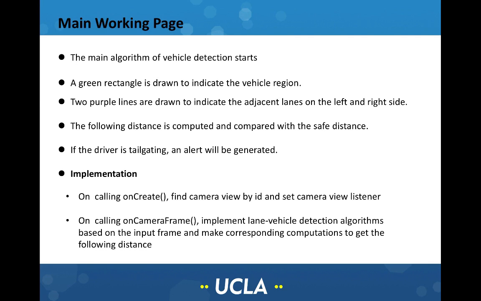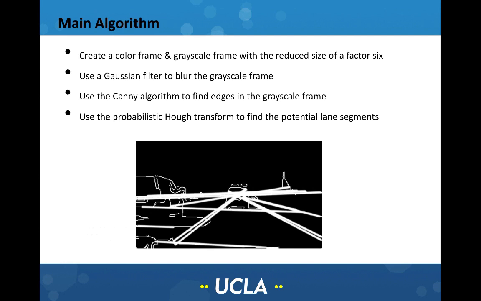First, by calling onCreate, we can find the camera view by ID and set the camera view listener. And then, on calling onCameraFrame, we implement the lane and vehicle detection algorithms based on the input frame and also make the corresponding computations to get the following distance. And then I would like to introduce the main algorithm.